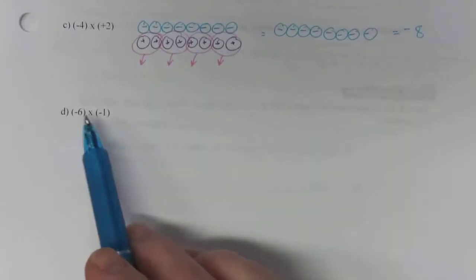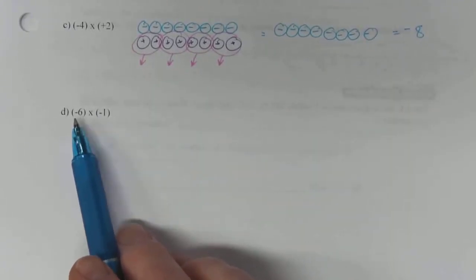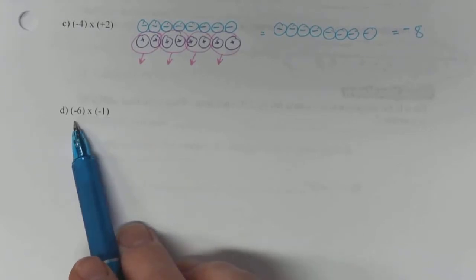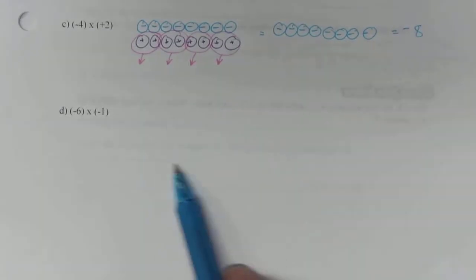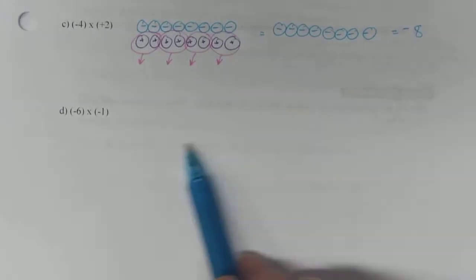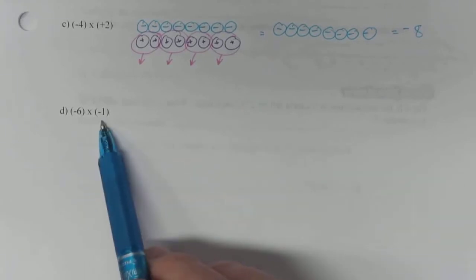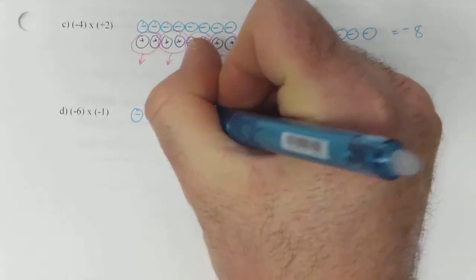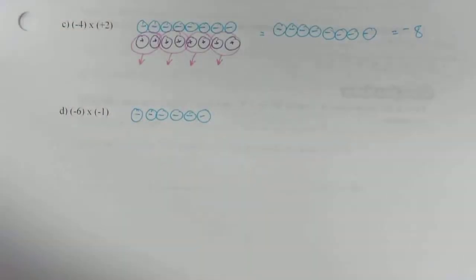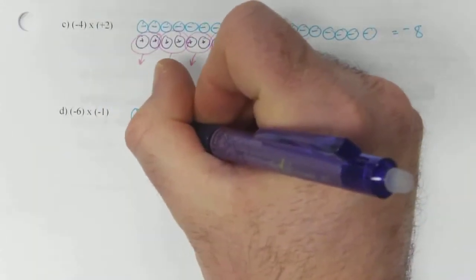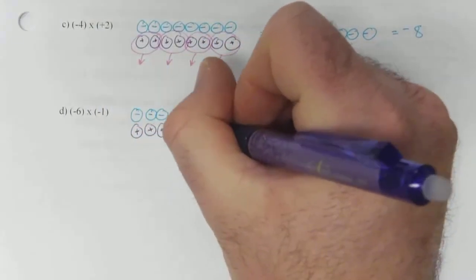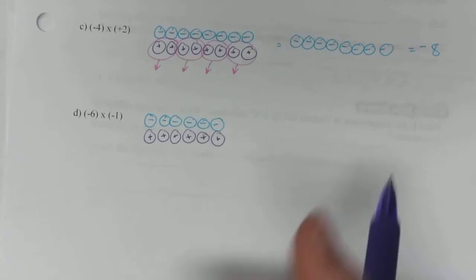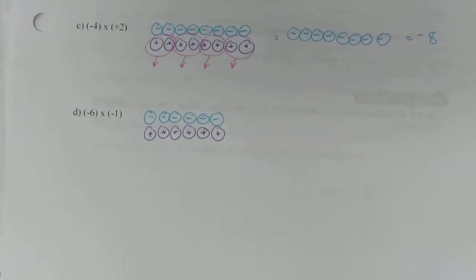Part D. Negative number, so we're removing 6 groups, and each group is going to have 1 negative chip in it. But we're removing groups, so I need to add in some 0 pairs so that there's something to actually remove, because right now there's nothing to take away. So 6 times 1 is 6, so that means we're going to have 6 0 pairs. So there are my 0 pairs, 1, 2, 3, 4, 5, 6 pairs of zeros.